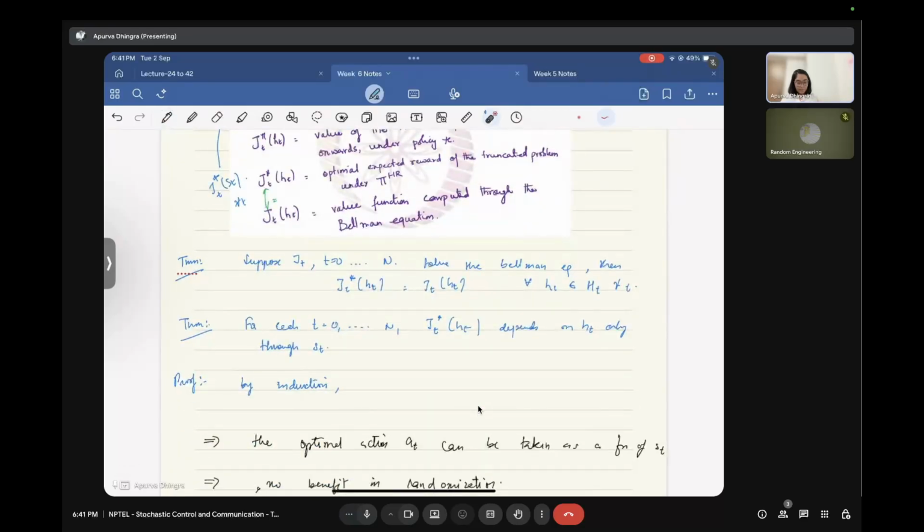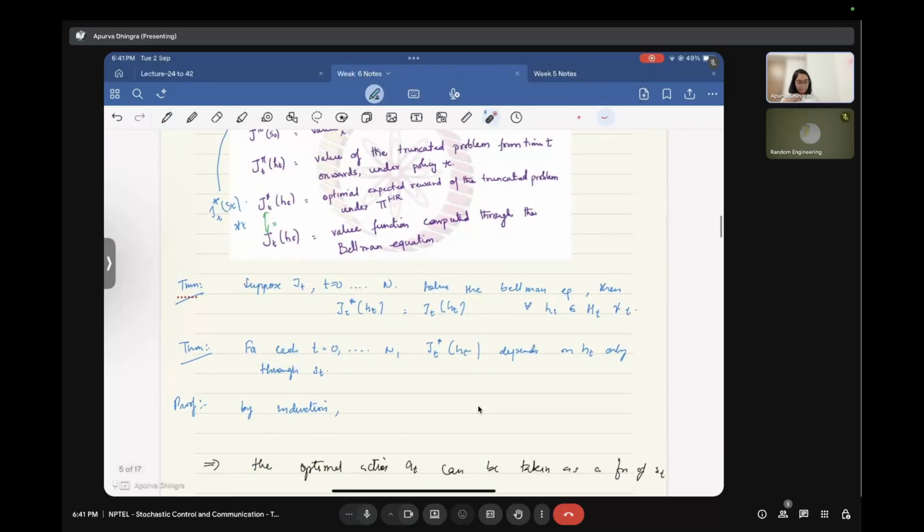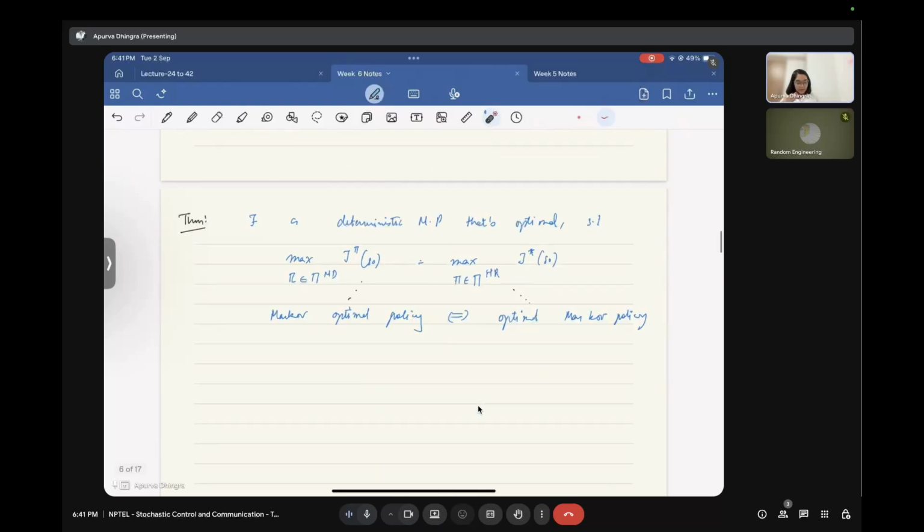that these history dependent randomized policies would give you exactly the same thing that you would have gotten from just a Markov deterministic policy also. The values would actually match.